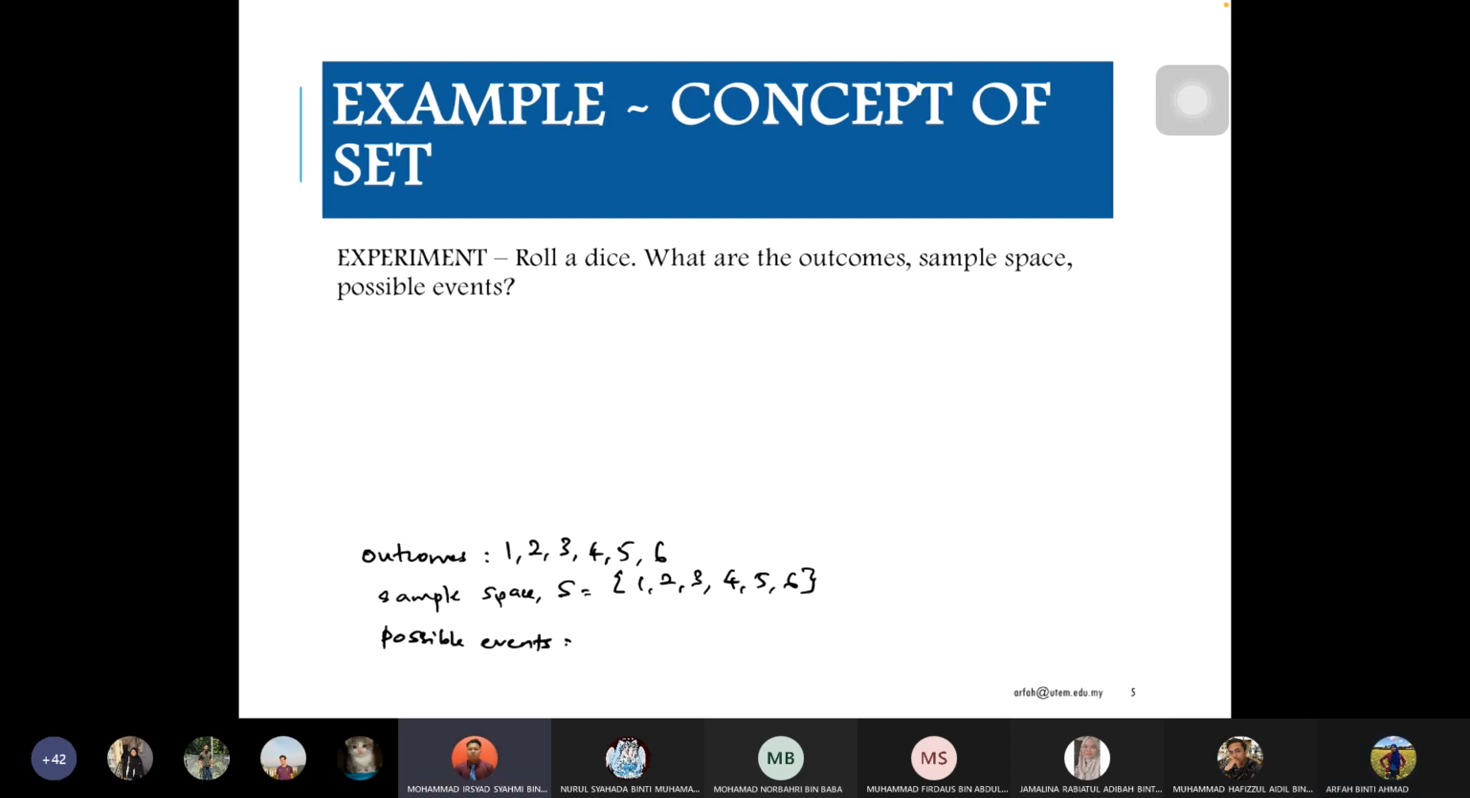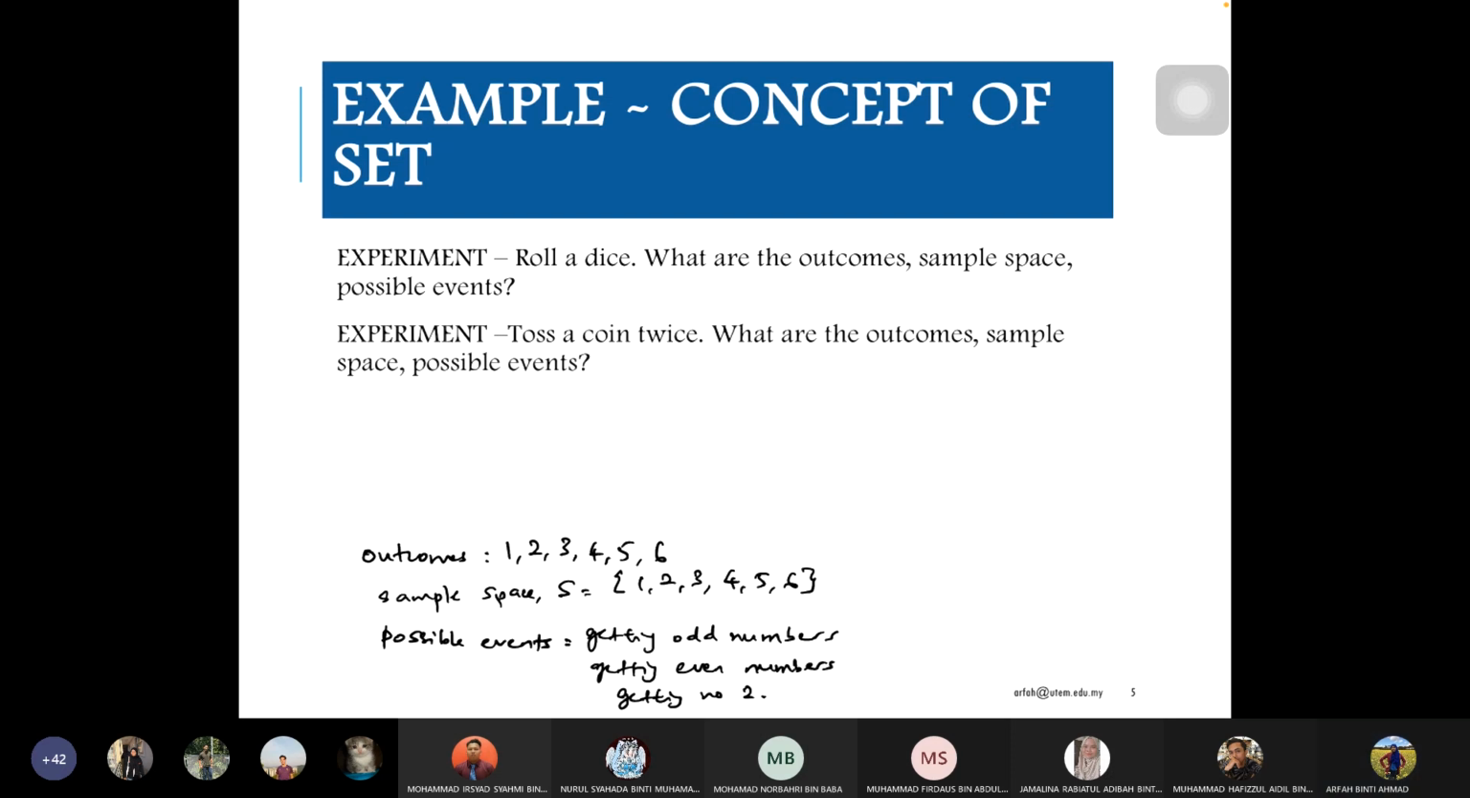Nombor ganjil. Okay. Getting odd numbers, that is nombor 1, 3 dan juga 5. Atau getting even numbers, this is also a possible outcome. And lagi maybe getting number 2. Okay. So this is all the possible outcomes. You can list down all the possible outcomes.